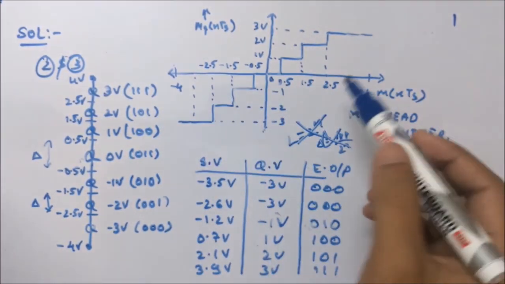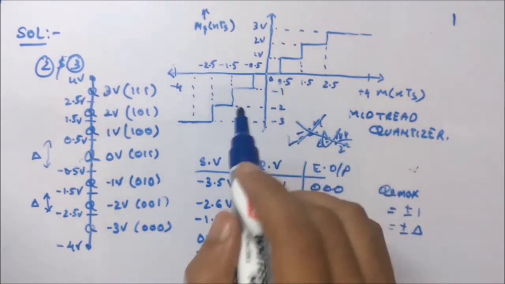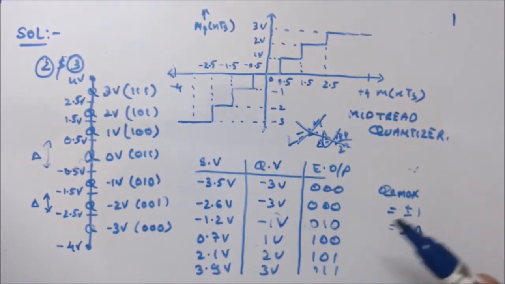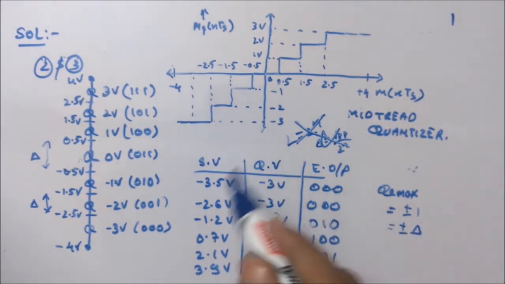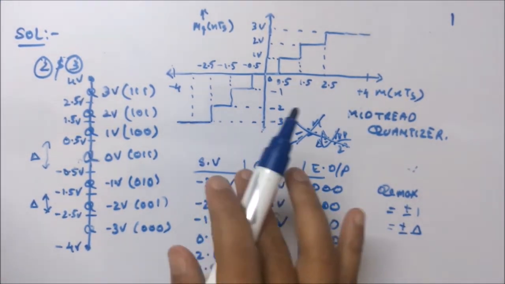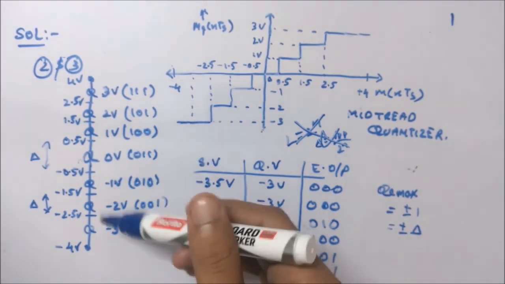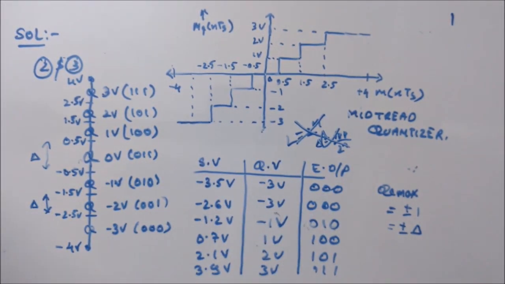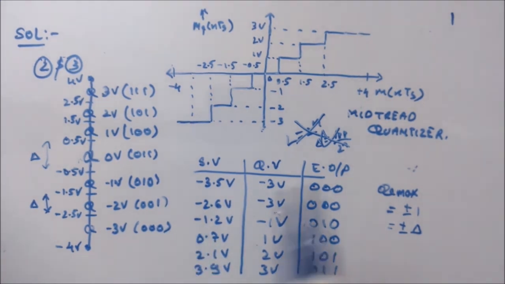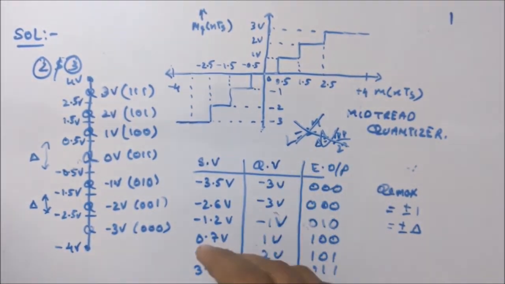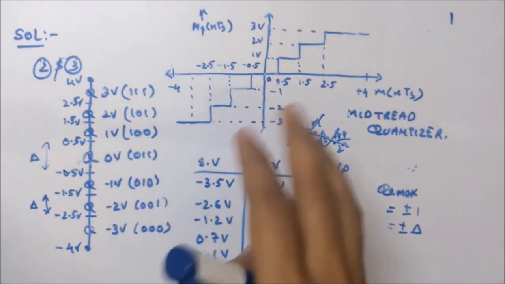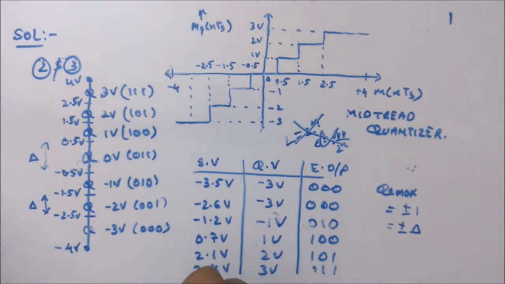So you have to use the characteristics of mid-thread and mid-rise depending upon the signal, and be careful how you plot these values. Okay, so I hope things are clear, and I've given the calculated characteristics of PCM as well in the first part. So I hope you got the feeling of PCM and quantization both in this question. Okay, now we'll move on.